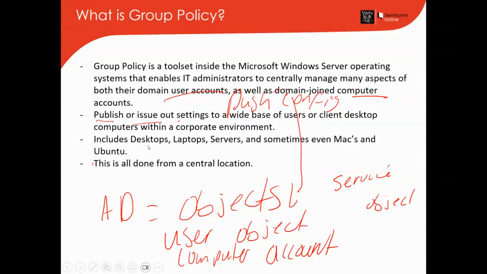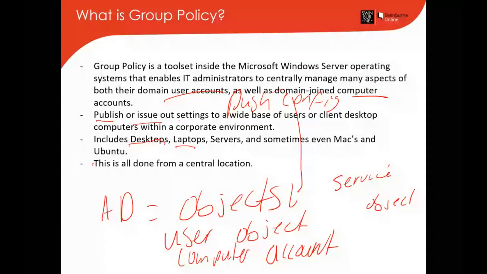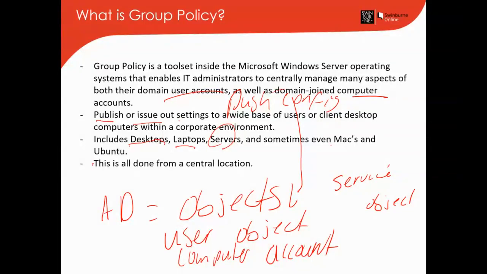And the way to do that is through a group policy. Now, we can do all sorts of desktops, any type of desktop that's got a Windows operating system on it, really. Laptops, same thing. Windows servers. Sometimes even Macs and Ubuntu. Ubuntu can join an Active Directory now. I think we've been able to do that for like 2 years, and configure it with group policy. That's pretty new.